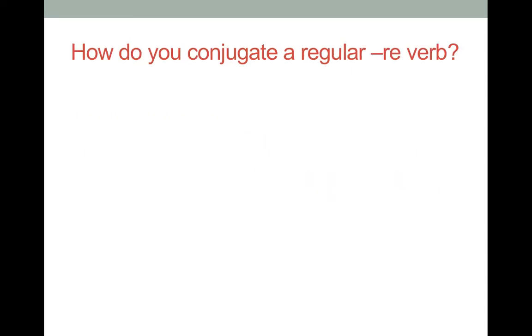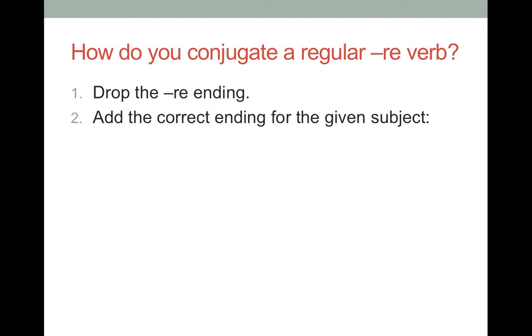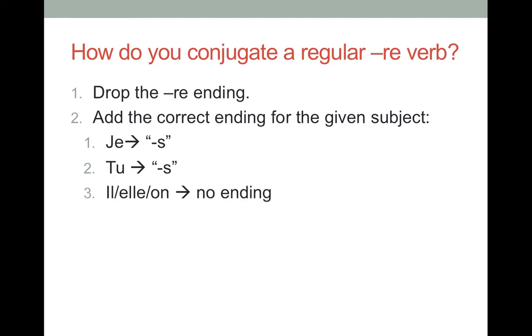So how do we conjugate a regular RE verb? Remember that conjugating a verb means taking it from the infinitive and making it match a certain subject. So step one, we drop the RE ending. This is very similar to the way to conjugate an ER and an IR verb. Then we need to add the correct ending at the end to make up for dropping the RE. For je, the ending will be S. For tu, the ending is also S. Il, elle, and on have no ending. You just keep it however it looks with the R and the E at the end gone.